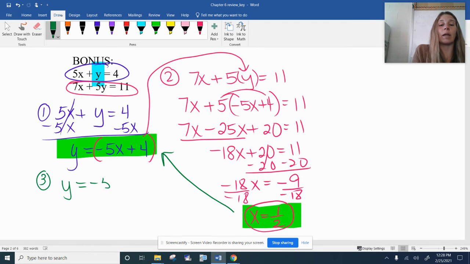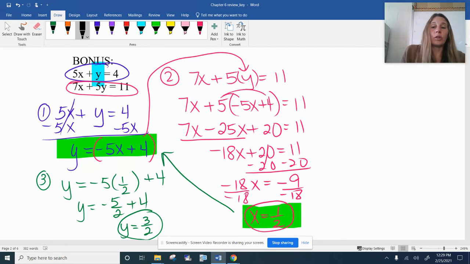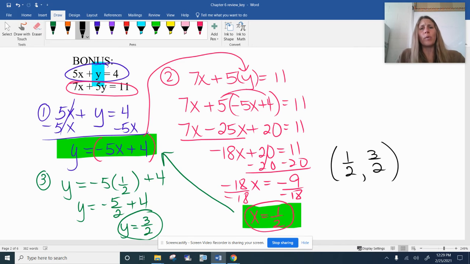So y will equal negative 5 times 1/2 plus 4. So this becomes negative 5/2 plus 4. And that's actually going to equal 3 over 2. Excuse me. All right, and so then our final solution is the point or ordered pair 1/2 and 3 over 2. Or if you wrote 1.5, that's fine as well.